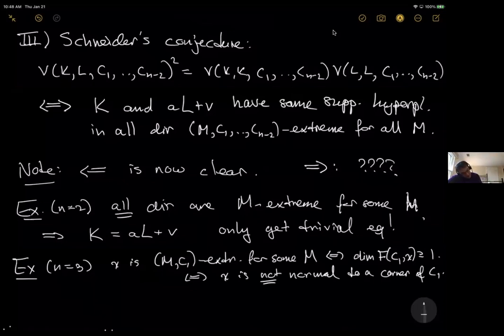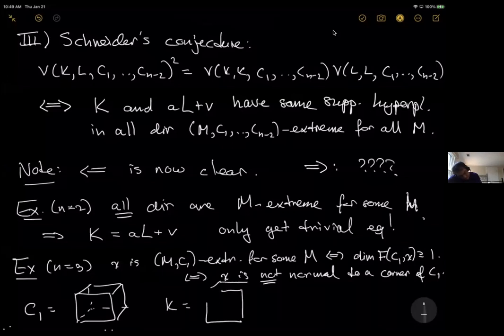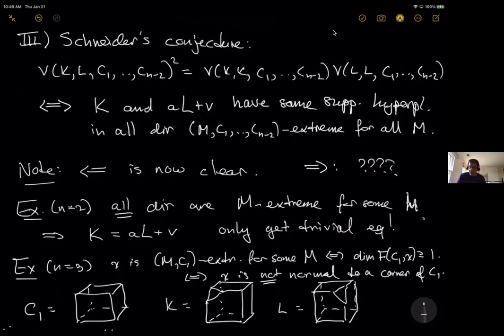So let me just give an example. Let's make C1 the usual cube, the nice polytope. And now for K and L, I'm going to take the cube, but I'm just going to shave off some of its corners. So for example, I can take this one, where I've shaved off this corner. I've just taken the original cube and sliced off one of the corners. And maybe for L, I can do the same, but slice off another corner, like that. So for K and L, I've sliced off 2 different corners.